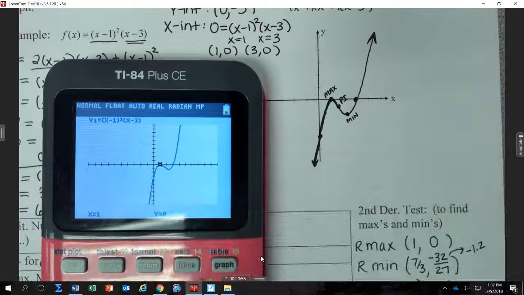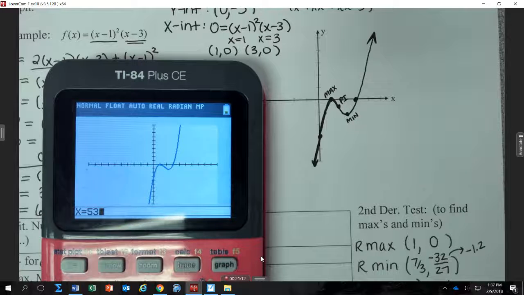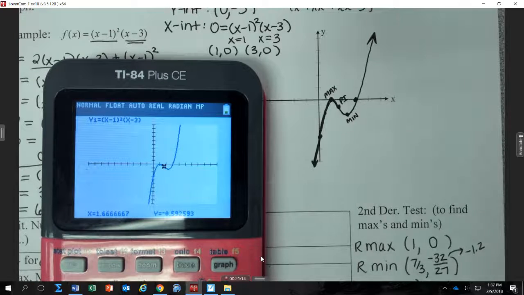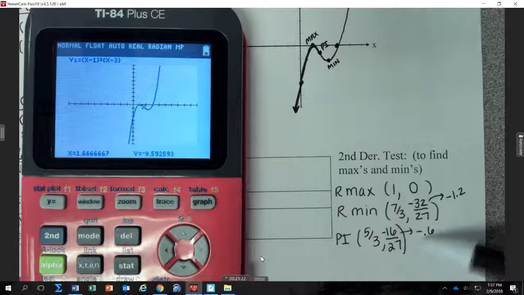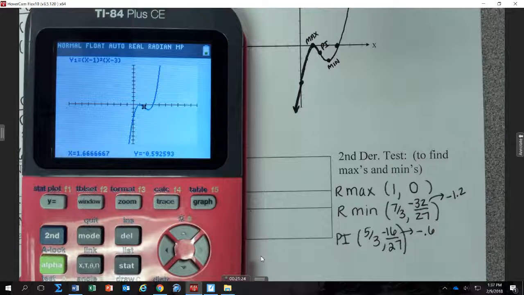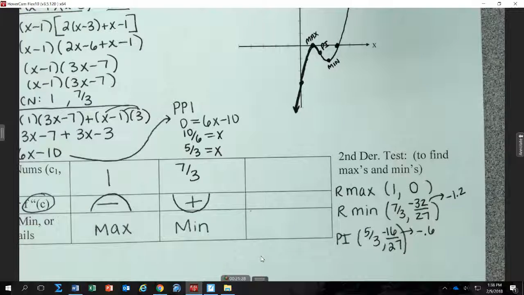Okay, that looks right. You can even do second calculate a value at 1. There's your 0.10. Second calculate a value at 7/3. There's your point negative 1.185. Okay, or negative 1.2 is what we approximated it to be. Second calculate a value for the point of inflection at 5/3. There's your negative 0.59 output, which we had rounded to negative 0.6. Okay, but use your calculator to just check and make sure that your work makes sense. Okay. Any questions?